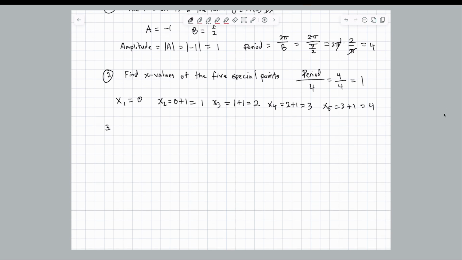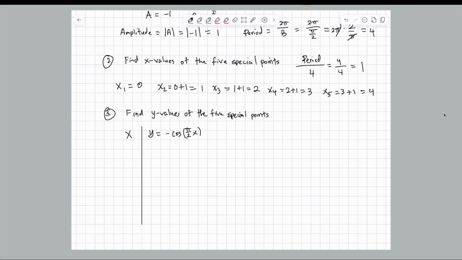All right, step 3 is to find the y values of the five special points. In order to do that, you basically take each x value that we found and substitute them into, or evaluate those x values at, the given function. So our given function was negative cosine of pi over 2x.